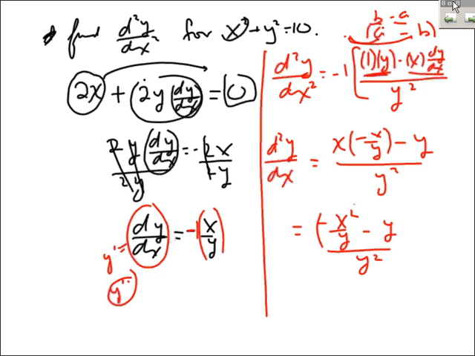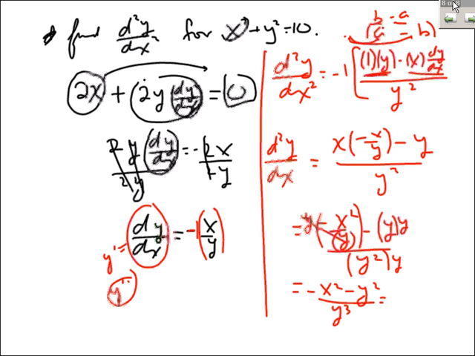So what I'm going to do is multiply each term by y, because I don't like that y in the numerator. There should be no denominator in the numerator or in the denominator. So I'm going to multiply each term by y. So again, negative x squared, because the y's cancel, minus y squared over y cubed. And then I can factor out a minus sign. And I get negative x squared plus y squared over y cubed.